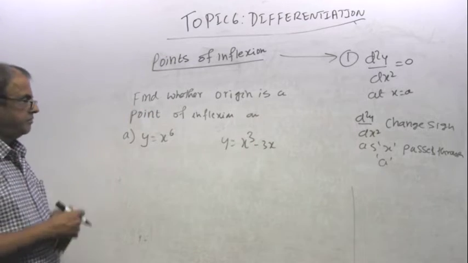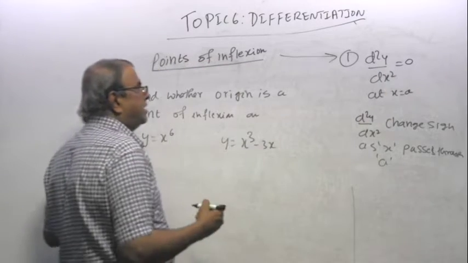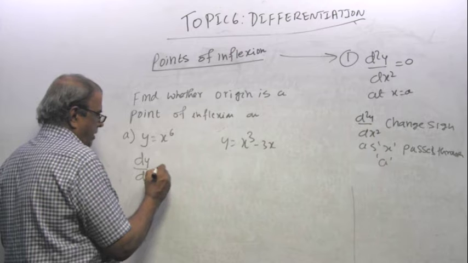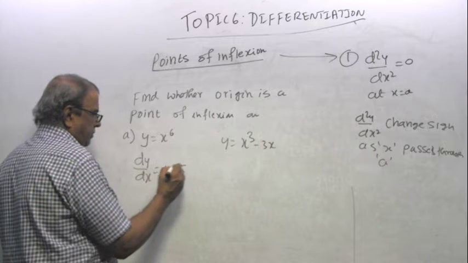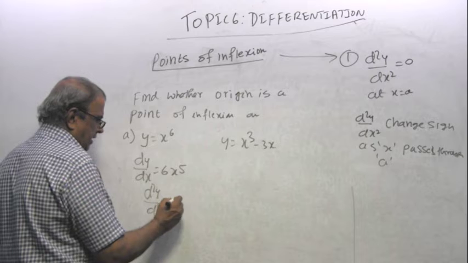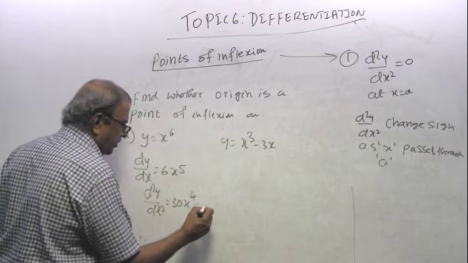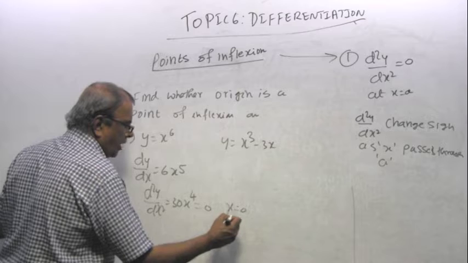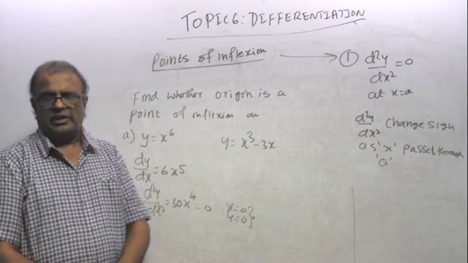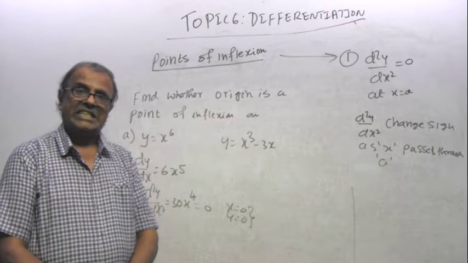Fine. What is the first condition of a point of inflection? d squared y by dx squared equals 0. So what's dy by dx? 6x power 5. What is d squared y by dx squared? 30x power 4. Equated to 0, x equal to 0, y equal to 0 is the point where the second derivative is 0. But is it a point of inflection?